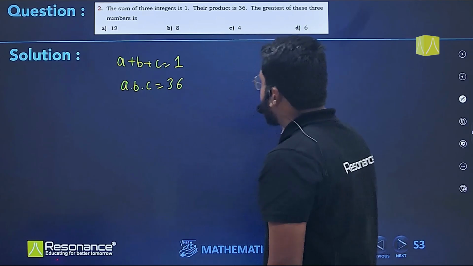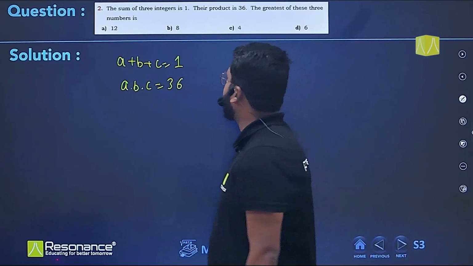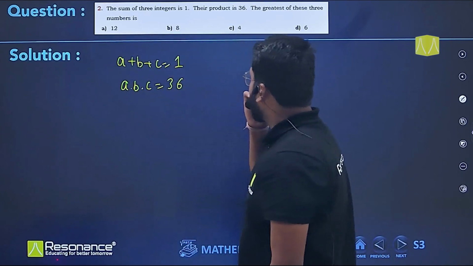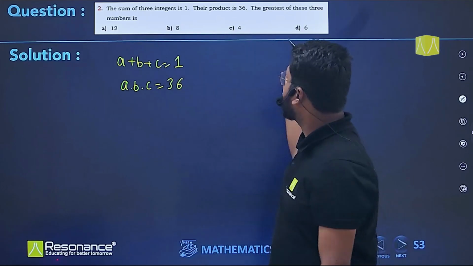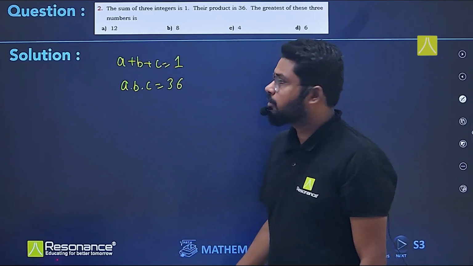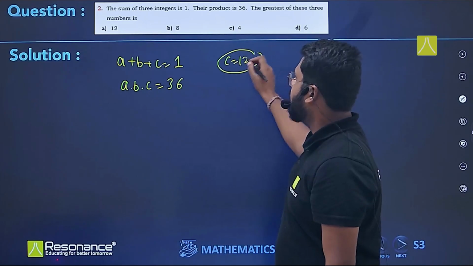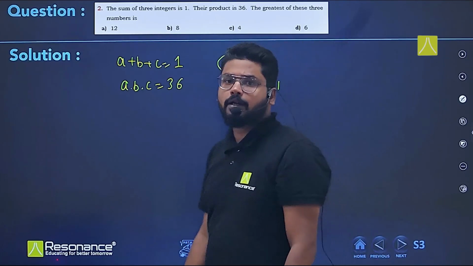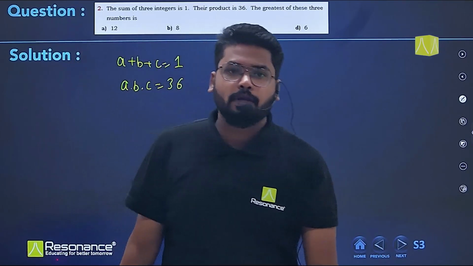We can see by hit and trial method from the options 12, 8, 4 and 6. Suppose the first number is 12, because 12 is the greatest of all the given options. So if we take C as 12, then A plus B will be minus 11. If you try to find the values for A and B, the product will not be 36. You cannot find 36.